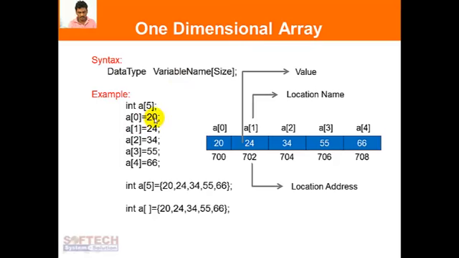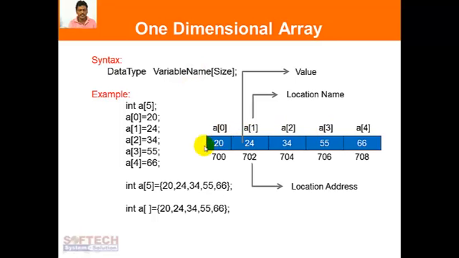A of 0 equal to 20. Now the value 20 is assigned to the 0th location of a. Then we assign 24, 34, 55, 66. So all values are assigned to the appropriate locations. That is a of 0, a of 1, a of 2, a of 3, a of 4 are the location names. The a is the variable name for the whole memory, so only one variable name for the whole memory. But each and every location has a specific location name. This is the index value. A of 0 is the 0th index, then a of 1, a of 2, a of 3, a of 4.